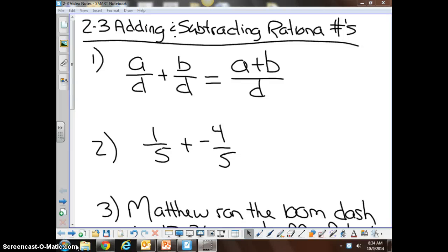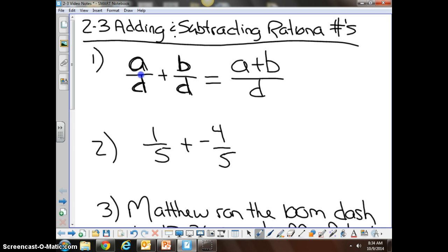Good day, everyone. Today we're going to focus on 2-3, adding, subtracting rational numbers. Number one, a over d. So think of number one as two fractions added together: a over d plus b over d. D is our denominator. A and b are our numerators.